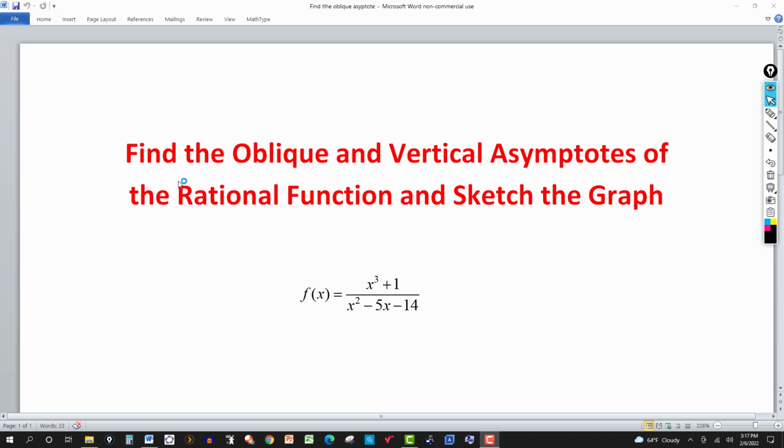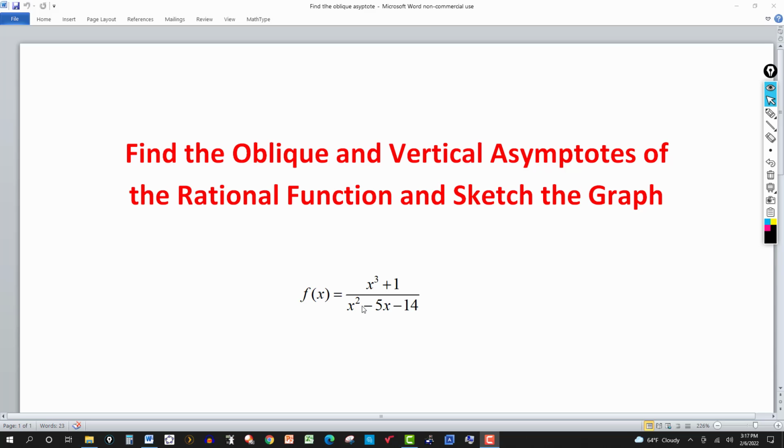In this video, we'll be finding the oblique and the vertical asymptotes of this rational function, and then we'll give a rough sketch of the graph. A rational function will have either an oblique or horizontal asymptote, but it won't have both. If the degree of the numerator is one more than the degree of the denominator, in this case 3 and 2, then you can have a slant or oblique asymptote.